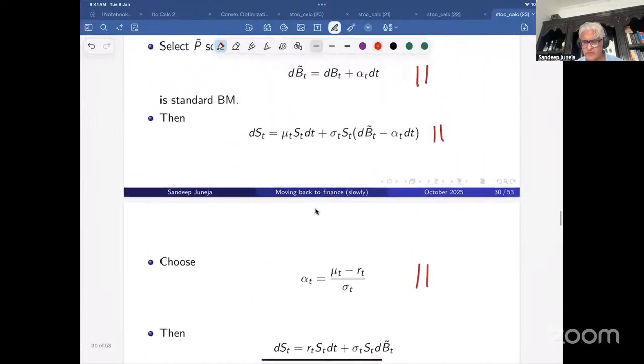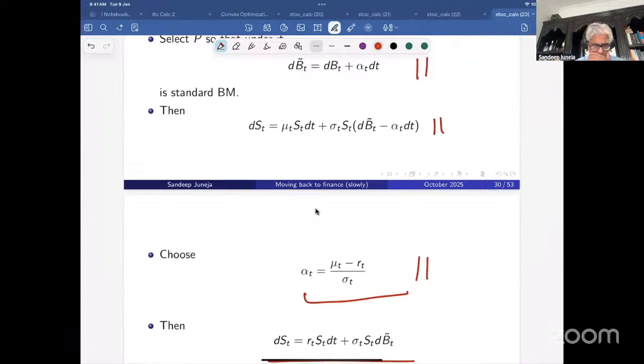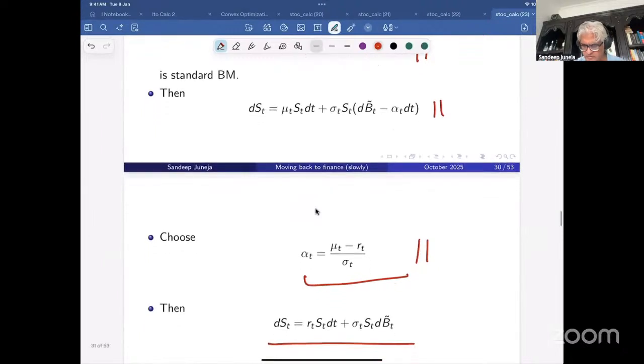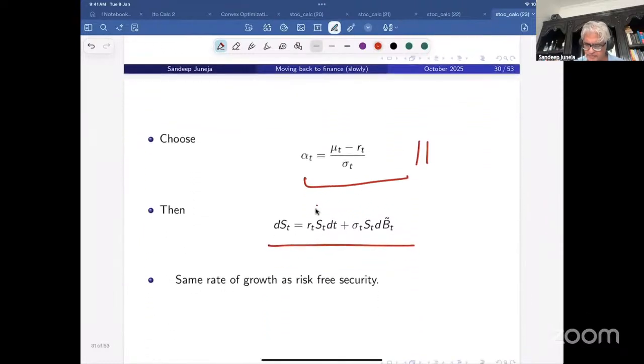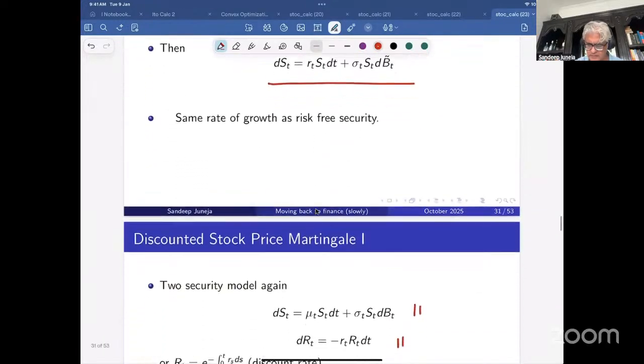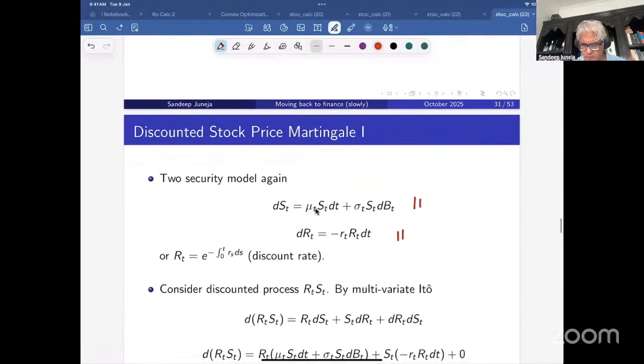So the point was, then we choose our alpha_t in the following manner, and we can do that as long as sigma_t is strictly positive everywhere. And then our stock price has the right drift here under the change of measure, right? But really, we are looking at discounted stock prices. Those guys should be martingales. So we again look at our risky security here, and now we look at our discounted process. So R_t is this quantity right here. It satisfies this differential equation, right?